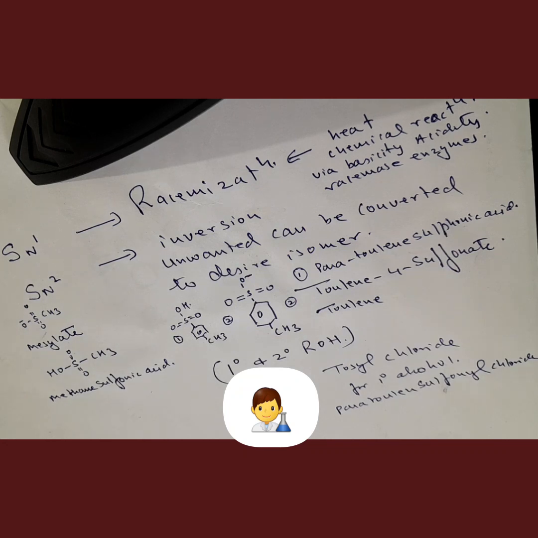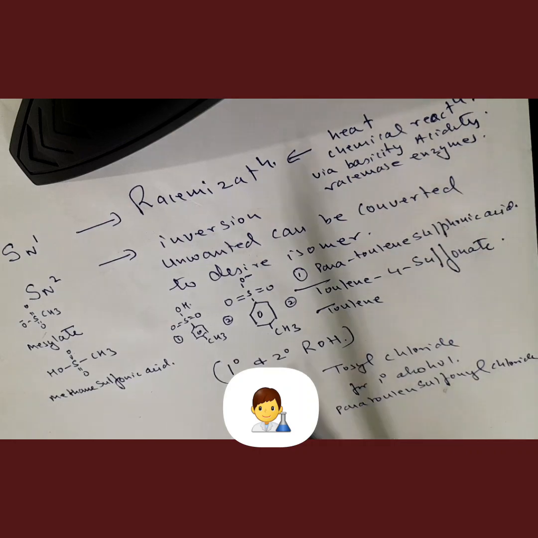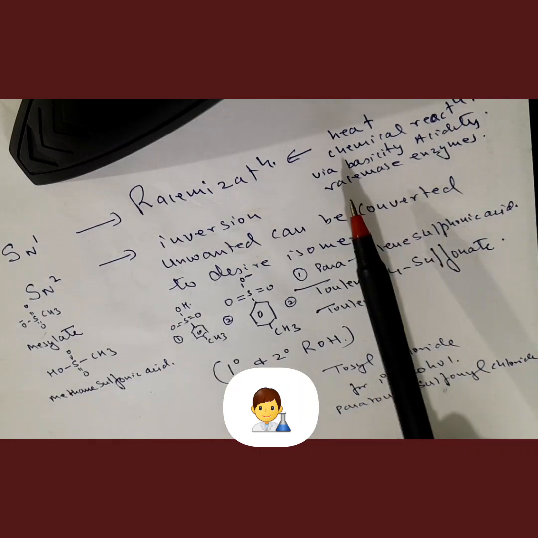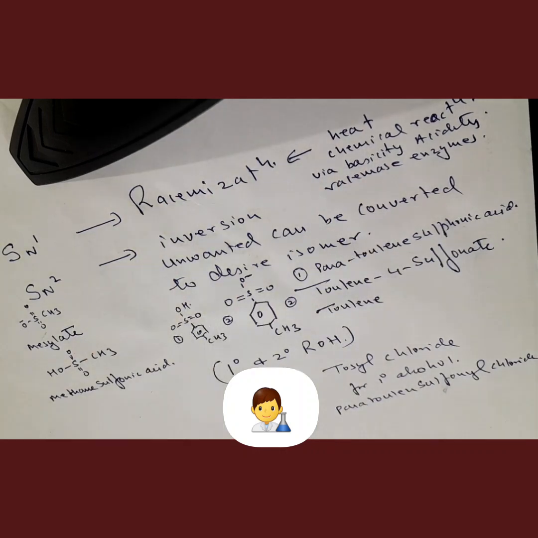Suppose 50% of our isomer is undesired and we are left with it. All right, so what we can do is racemize it. And how do we racemize it? We racemize it either by heating or by a chemical reaction. That reaction could be via basicity or via acidity. So what happens is that the 50% again gets converted into a 50-50 mixture of R and S.